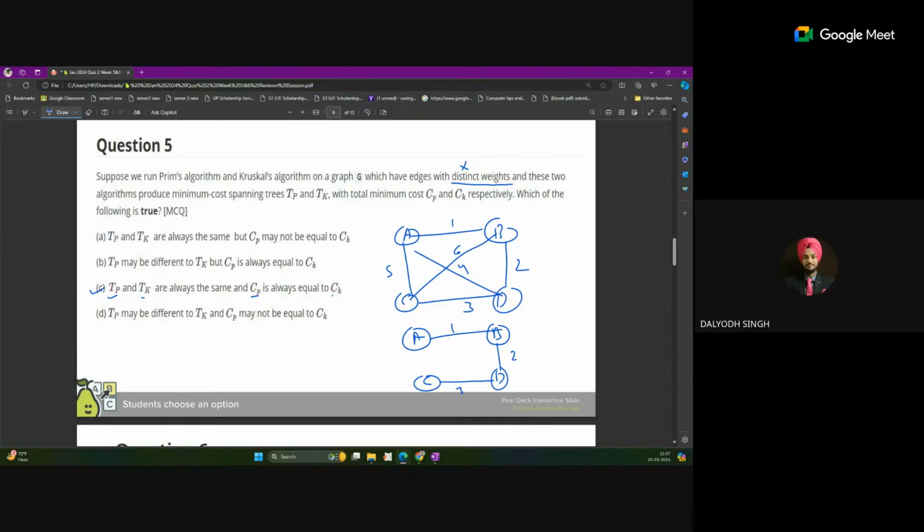Understood, sir. If 2 is present in the 5, like A to C, then it will give a different tree, right? Yes. If any weights are duplicates, like we have 1, 2, and suppose this is also 3, then two possibilities are there. One algorithm picks A to B, B to D, and D to C. Another picks A to B, B to D, and A to C. So the cost will remain the same, but the tree becomes different.